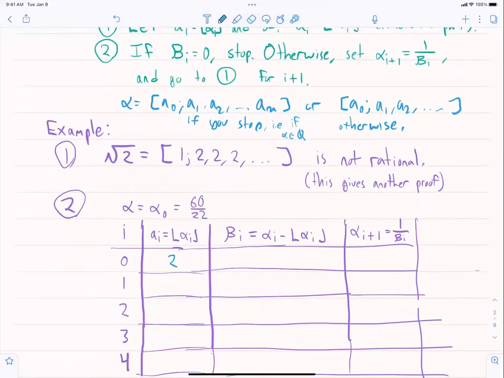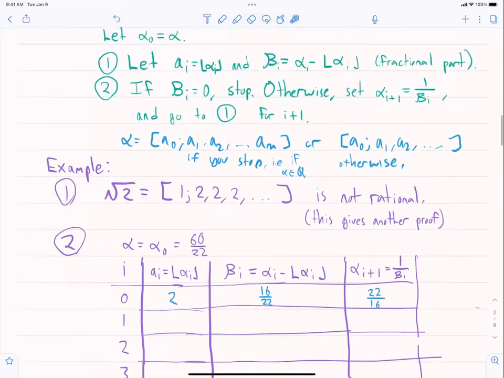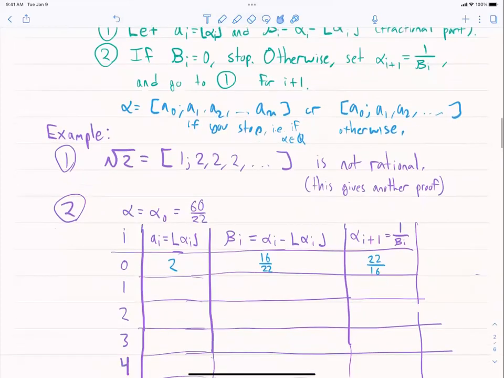And then the fractional part is 16 over 22. And then the reciprocal is 22 over 16. So beta 0 is the fractional part, so that's what I put here. And then the reciprocal, so alpha 1 is 22 over 16. So alpha i plus 1 is just the reciprocal of beta i. Okay, good. So now I keep on going.